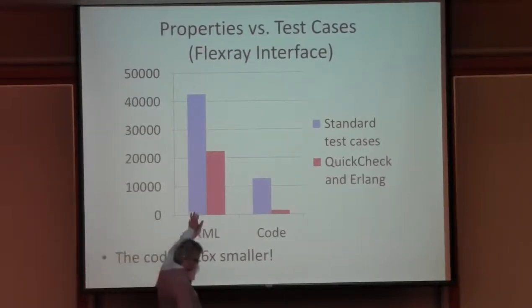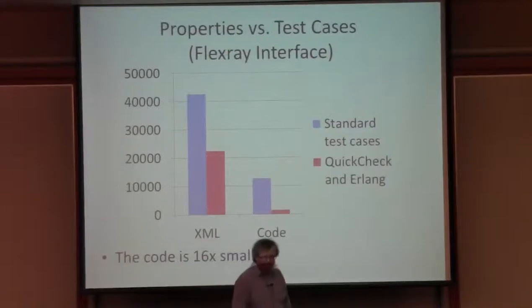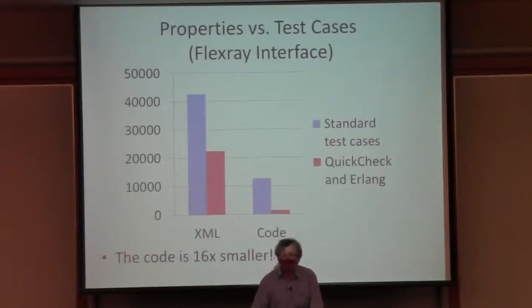However, don't worry about that. Look at the size of the code. The QuickCheck test code is 16 times smaller than the test suite that otherwise had to be written to test this stuff. So that corresponds to lower cost for testing the software. Lower cost at the same time as we're getting better testing.